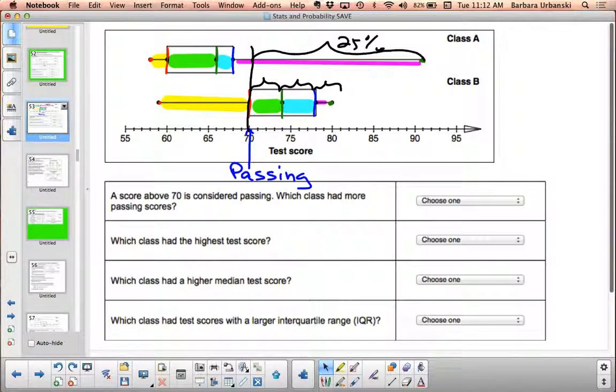And in Class B, if you look, it looks to be that 75%, this area and this area, would be 75% of their total that would be passing, whereas it looks like Class A only has 25% passing, and everyone else is in the non-passing section. But now let's take a look.